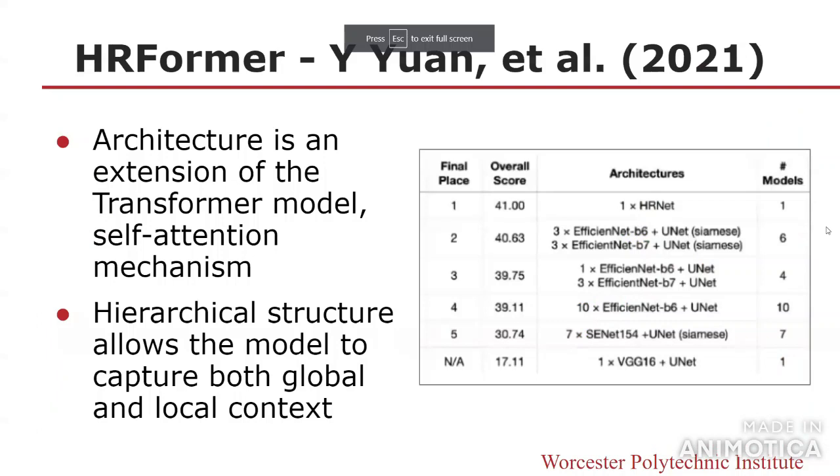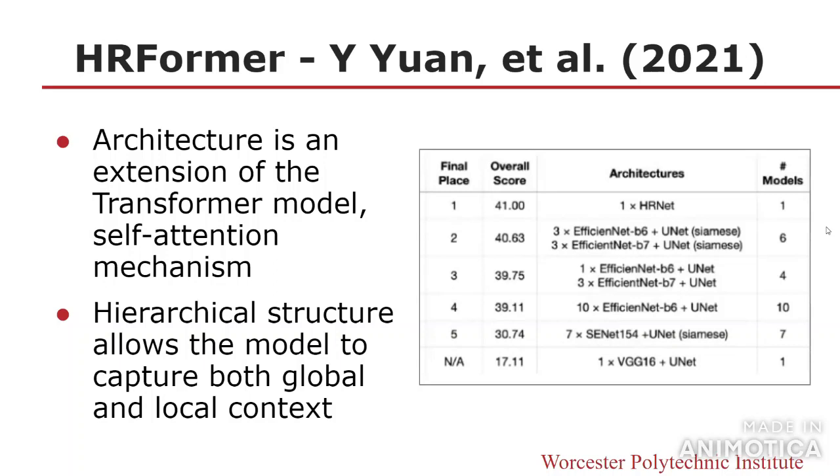So the first model that we will be describing today is known as the HRFormer architecture, which was proposed in 2021. The predecessor to this architecture was known as HRNet, and was actually the winning architecture on the Spacenet 7 dataset. So it makes a lot of sense to employ the next generation model on the next generation dataset.